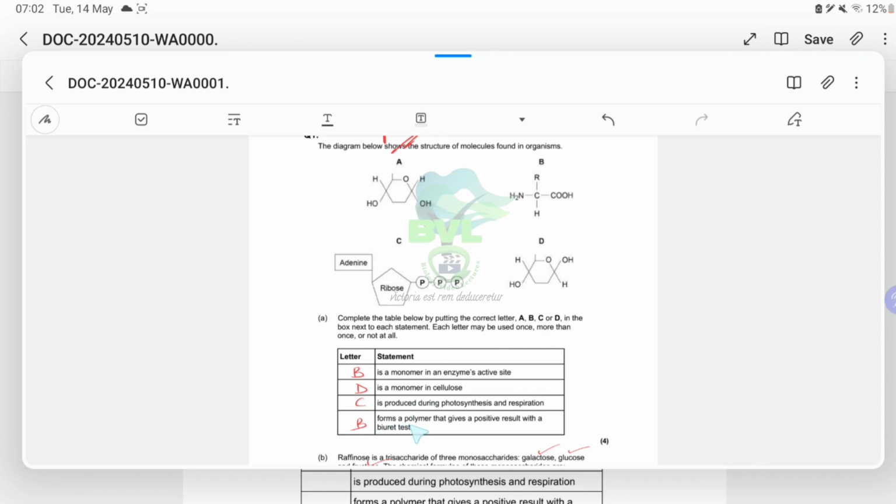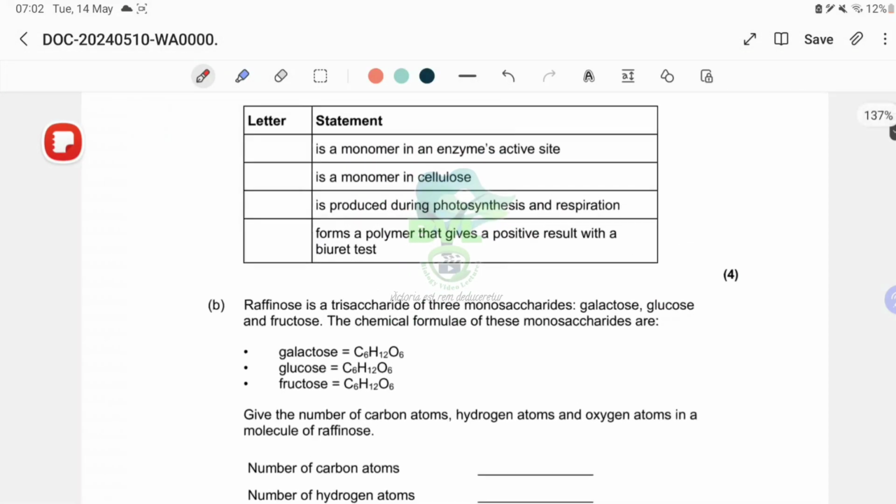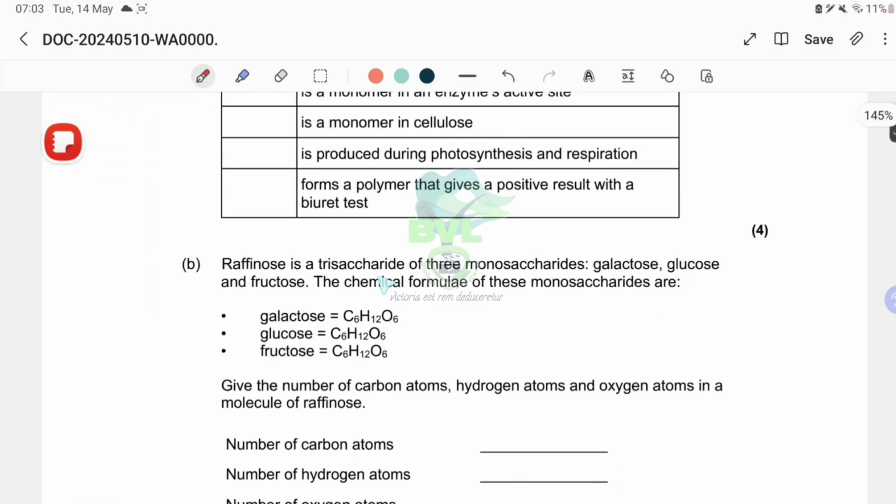Then B forms a polymer that gives a positive result in the biuret test. Biuret is used to test for protein, and protein contains amino acids, and this is an amino acid again. That's why you can have B in two places. Hope that made sense.